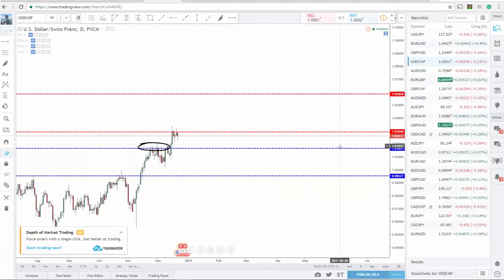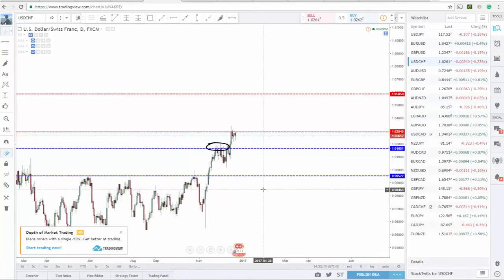So for our resistance levels on the dollar Swiss, we're looking at where the market is now for trading opportunities at 1.029s, and also above that at 1.058s. We're looking at the support levels being 1.016s and 0.995s if the market does decide to come down from this present resistance level that we are at.